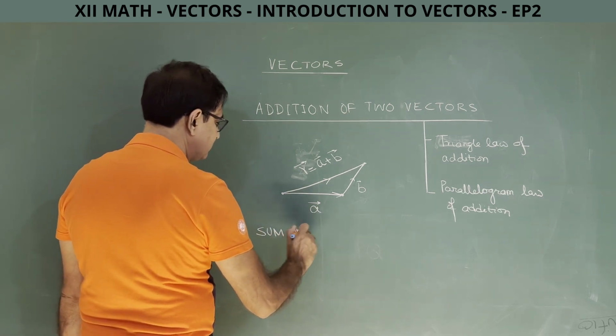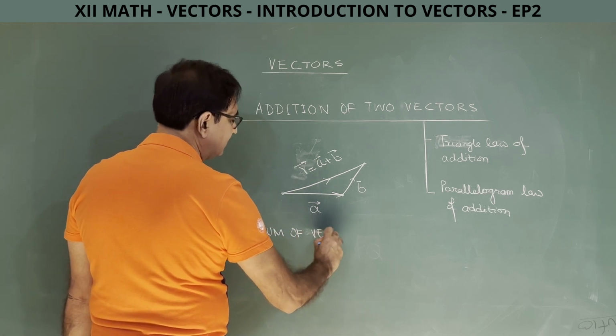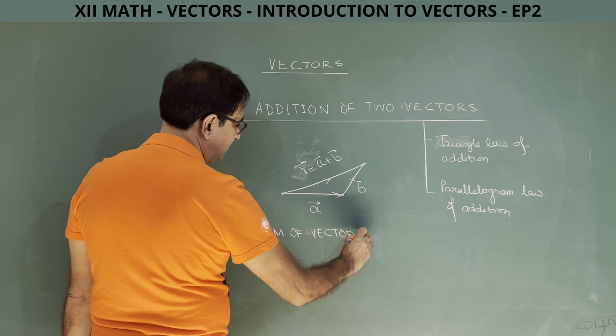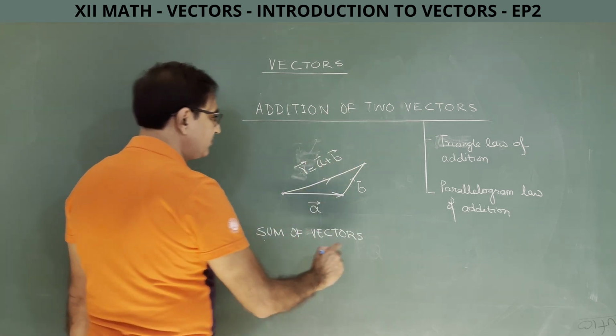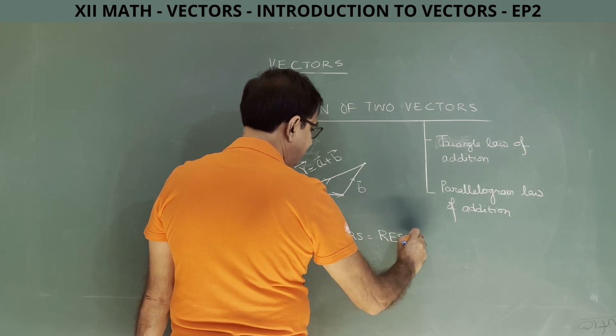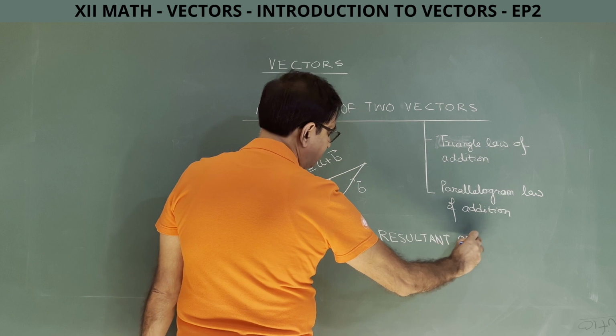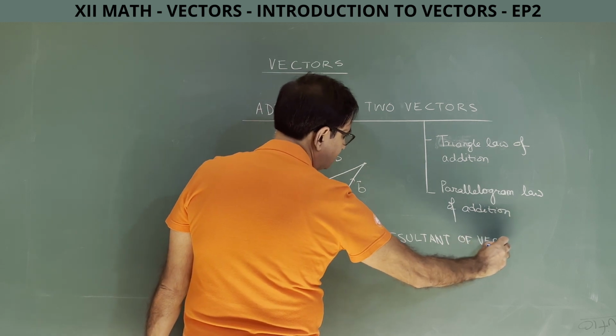You must remember the sum of vectors. I can add three vectors also, but right now let us start with adding two vectors. Please remember it, sum of vectors is also called resultant of vectors.